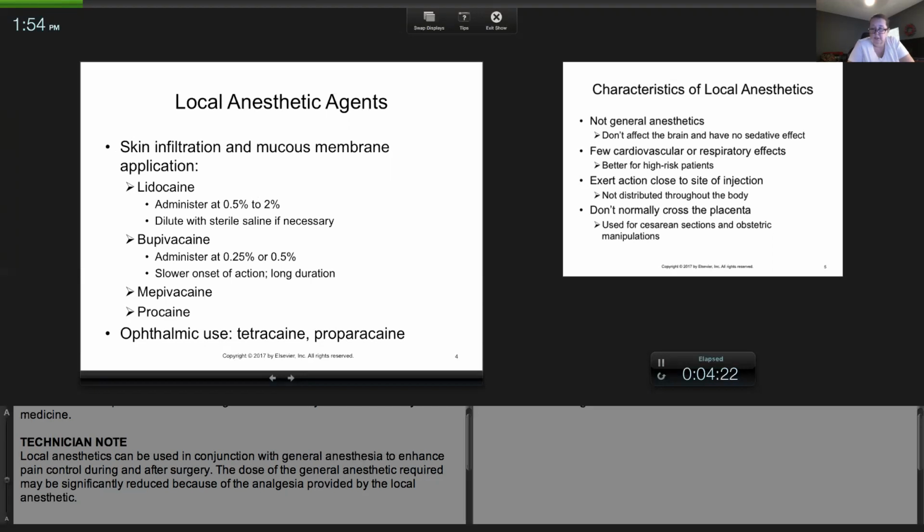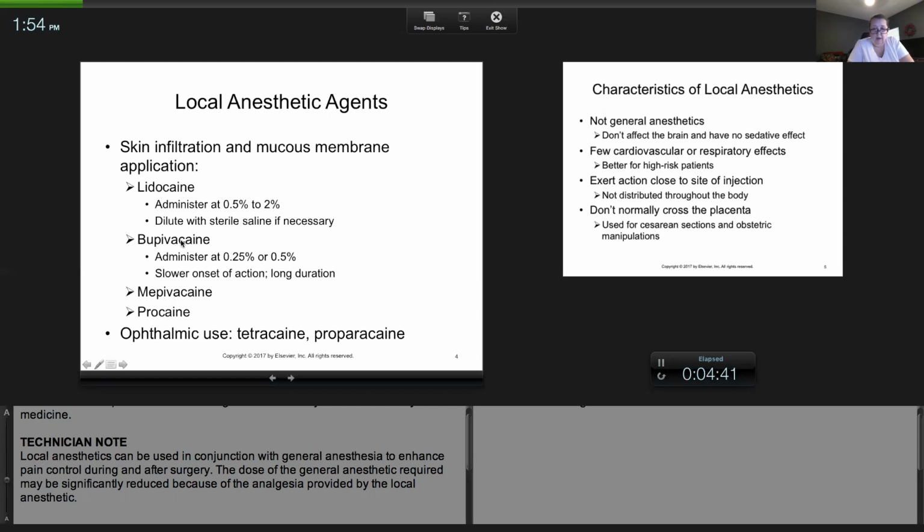You can dilute it in saline if you need to put a bigger volume in, but you don't want to increase the amount of drug. You can dilute it. But I want you to know lidocaine is cheap, but what it does, it kicks in faster, but it does not last as long. So you need to add that to slide 4.